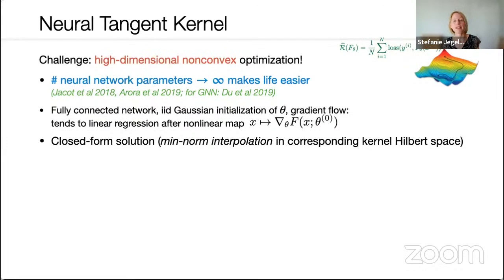So what we are obtaining actually has a nice form. It's a minimum norm interpolation. So we get a minimum norm function in the corresponding Hilbert space that corresponds to the kernel that corresponds to this particular nonlinear map. So in this case, this kernel is the inner product of these gradients.